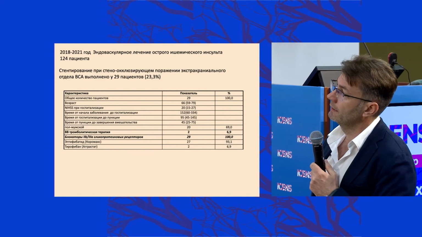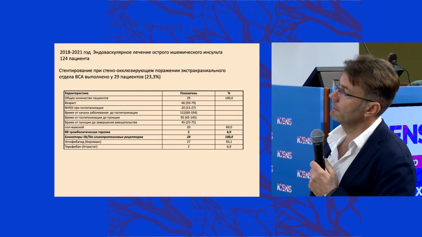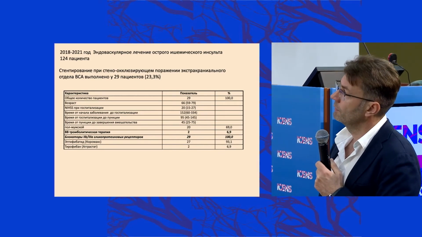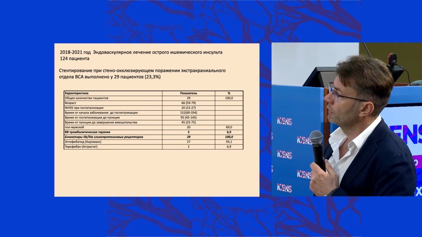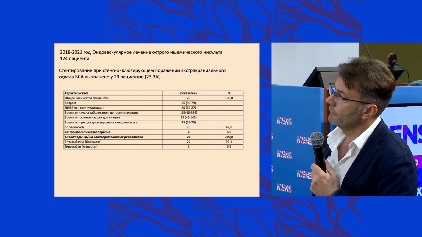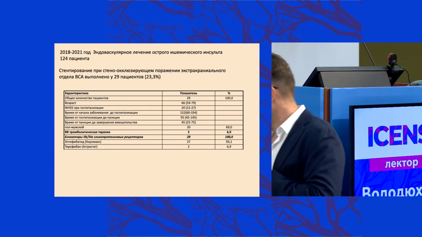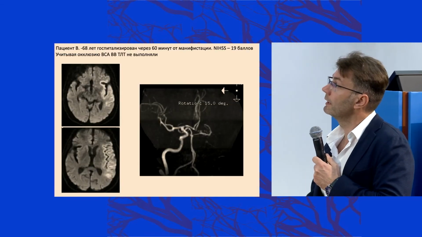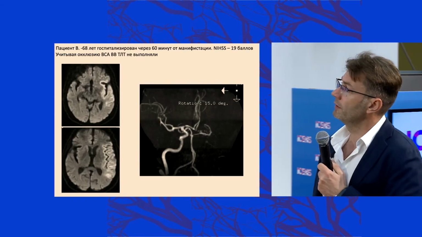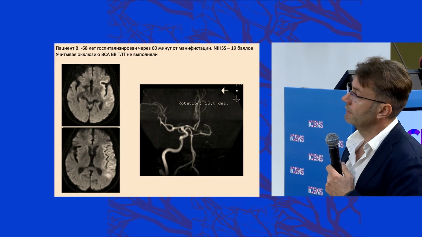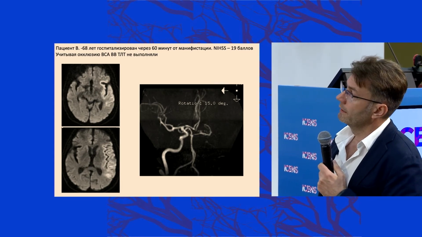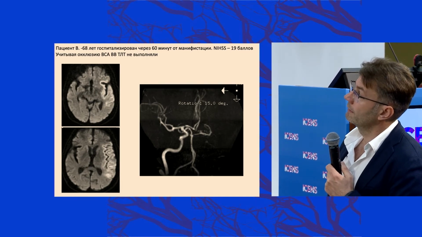29 patients were operated, or 23% of the patients with mechanical thrombectomy. In most cases, we used eptifibatide. Since last year, we've been using tirofiban. Few more cases. Here is a patient, 68 years old, delivered to the clinic very quickly.